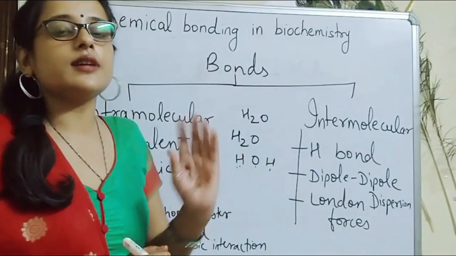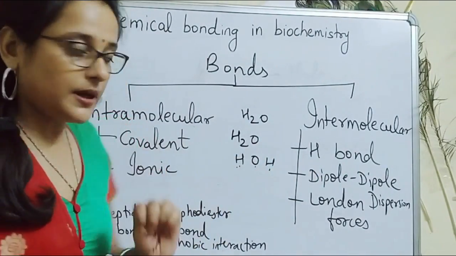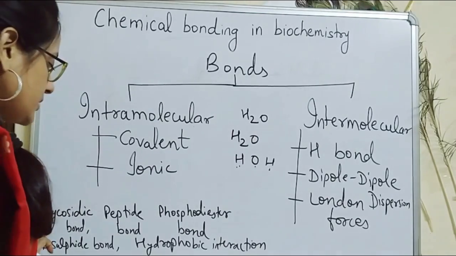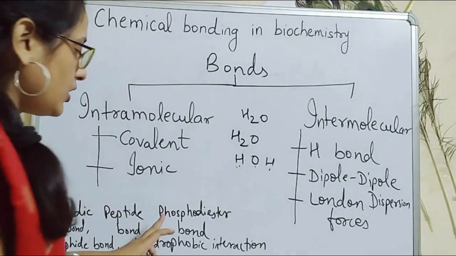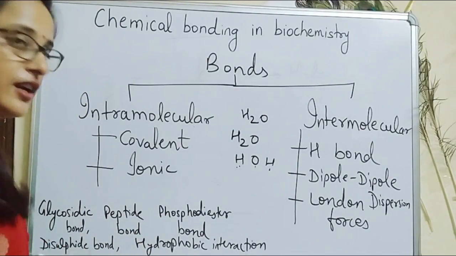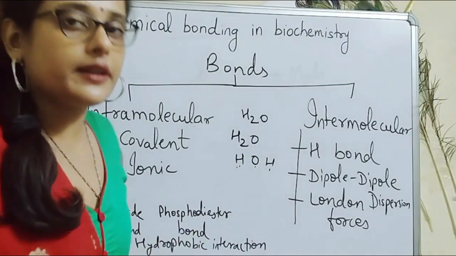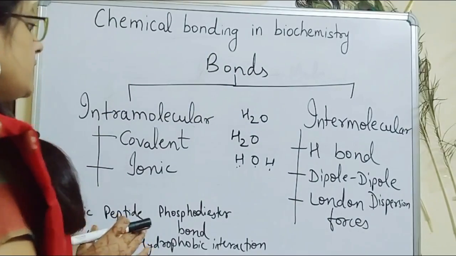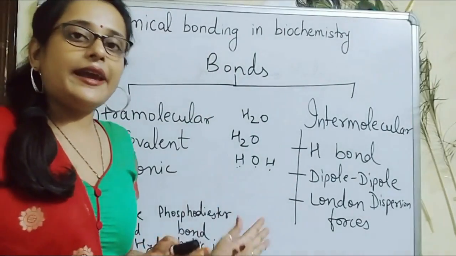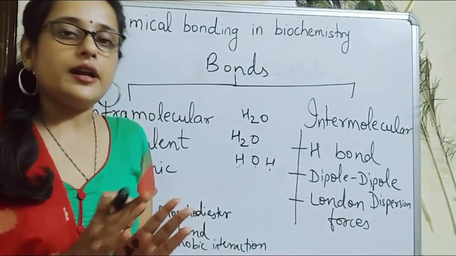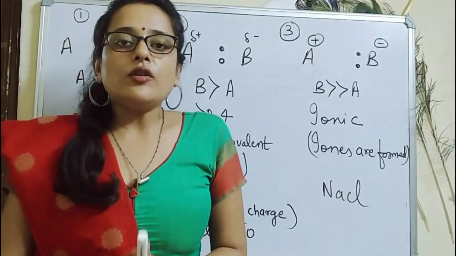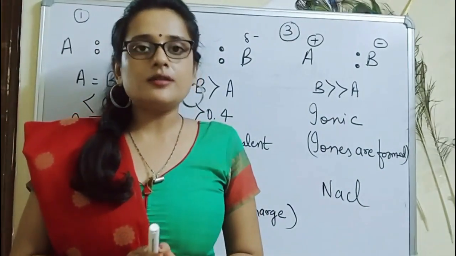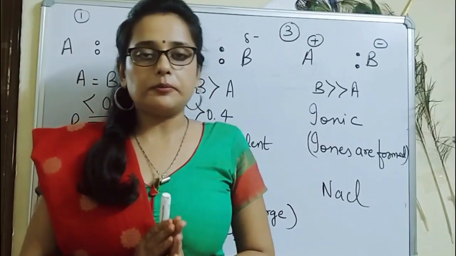We will also discuss a few special types of bonds like glycosidic bond, peptide bond, phosphodiester bond, disulfide bond and hydrophobic interactions. When we come to know the meaning of all the words which are written on the board, then everything will be clear in relation to biochemistry. Now we will see the types of intramolecular bonds, that is ionic bond and covalent bond.